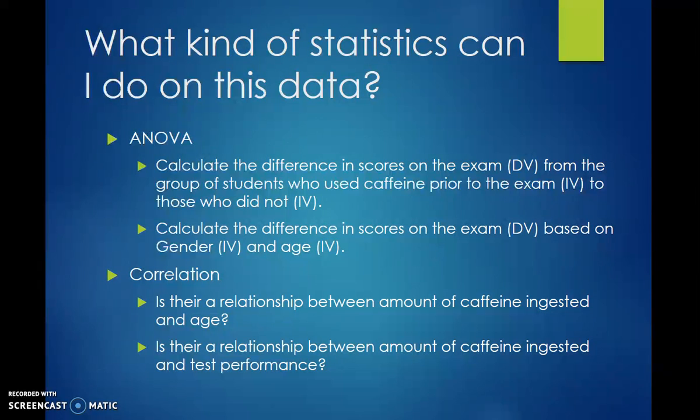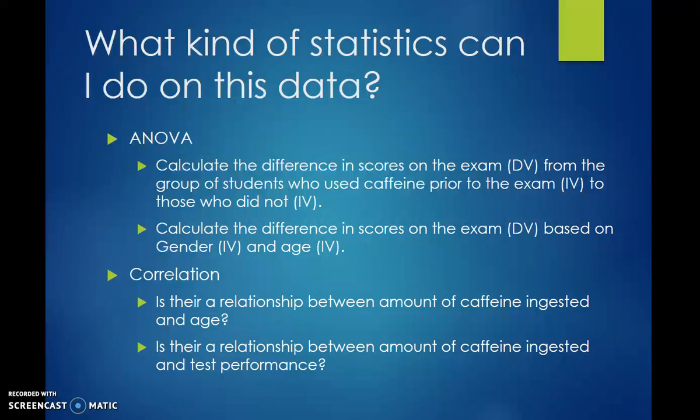What kind of statistics can I do on this data? One of the things I can do is ANOVA, an analysis of variance, where I would look specifically at my hypothesis. I can calculate the difference in scores on the exams, that's the dependent variable, from the group of students who used caffeine prior to the exam compared to those who did not use it. And I can compare those two numbers to see if there's a significant difference in the results on the exam. And that would prove or disprove my hypothesis. I can also calculate the scores in the exam based on gender and then age. Okay, and I could do an analysis of variance like that as well.